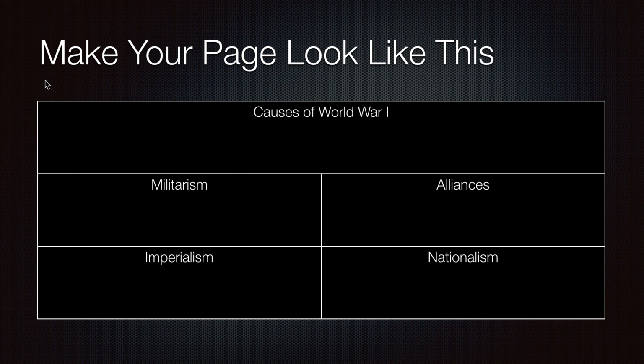Okay, so on that page, I want you to make it look like this. Draw a chart on your page and include a big box at the top with causes of World War I. Then you need 4 more boxes for militarism, alliances, imperialism, and nationalism. And this chart should take up your entire page. If you want to pause the video right now so that you can do that, that would be awesome.